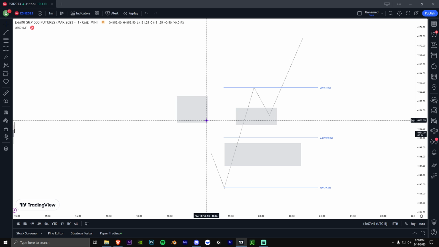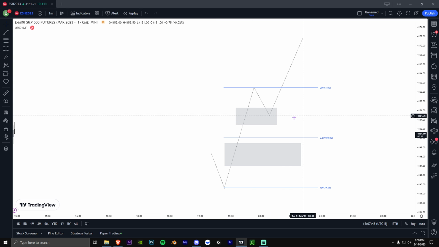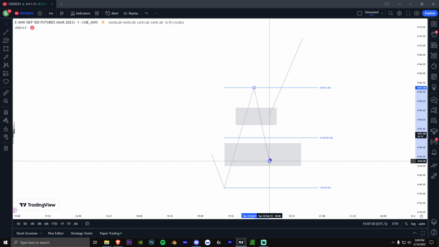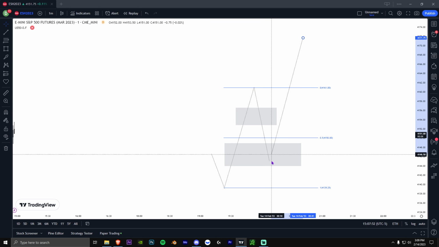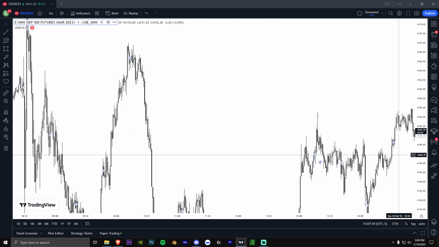So this is kind of the basics. Most fair value gaps you do want to take should be in discount. The ones in premium you do not want to take. I'm just going to show you a few examples.